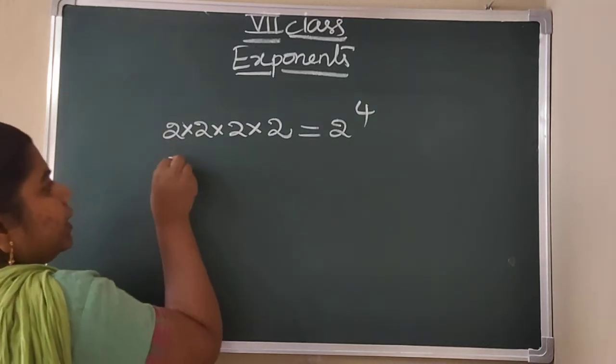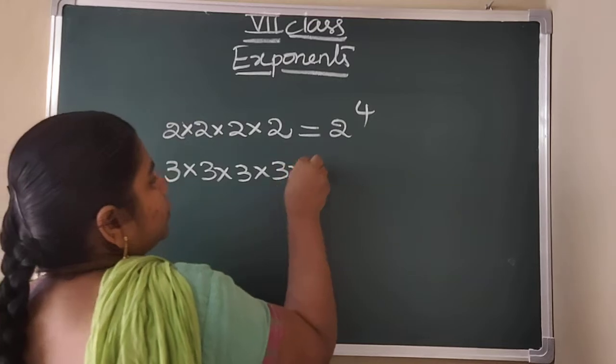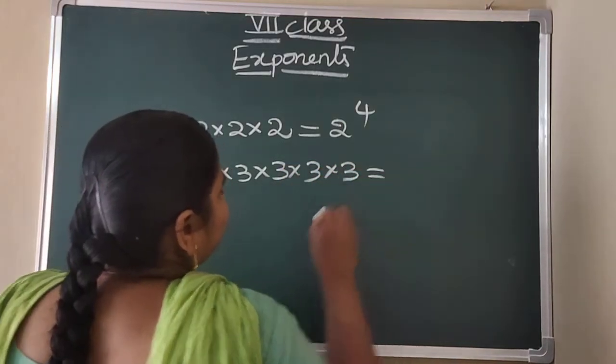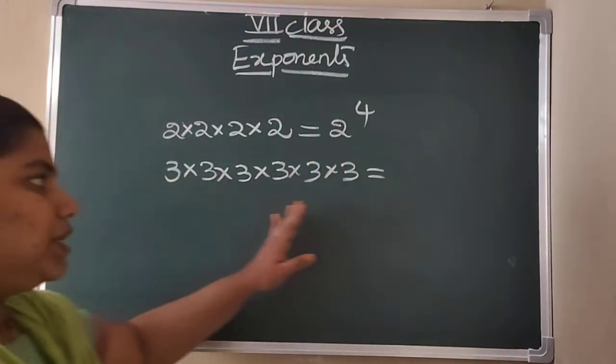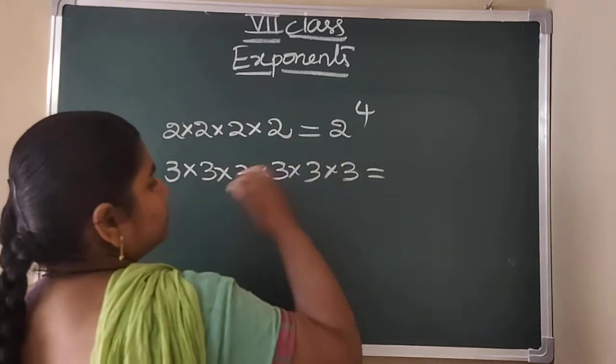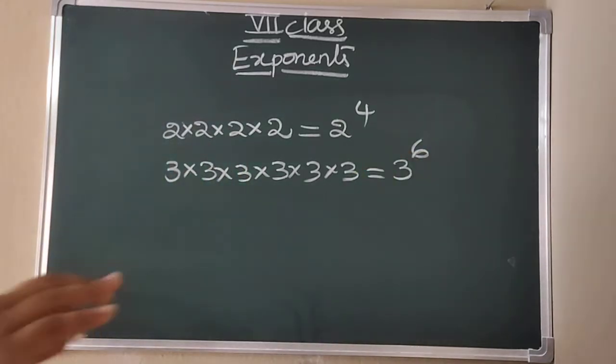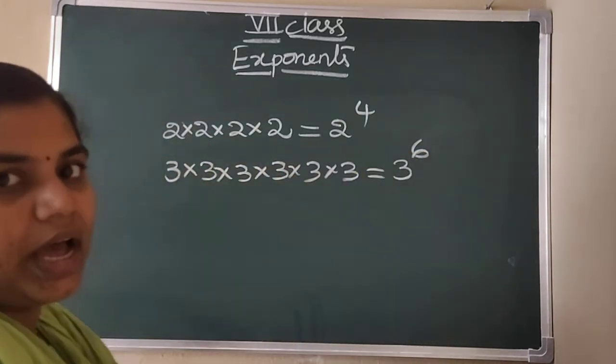In the same way, if it is 3 into 3 into 3 into 3 into 3 into 3, how many times have I multiplied this 3? Total 6 times. So how can you write this? We can write it in the form of 3 power 6. That means 3 we are multiplying 6 times.